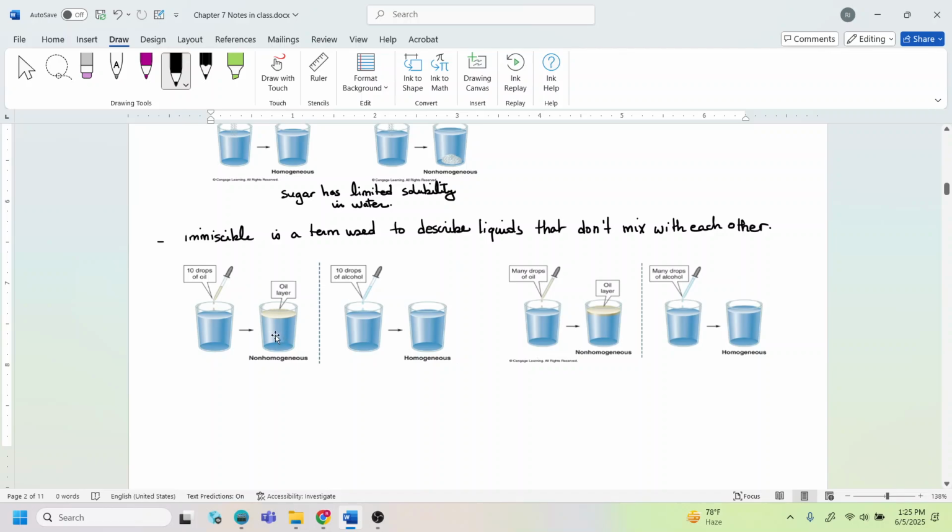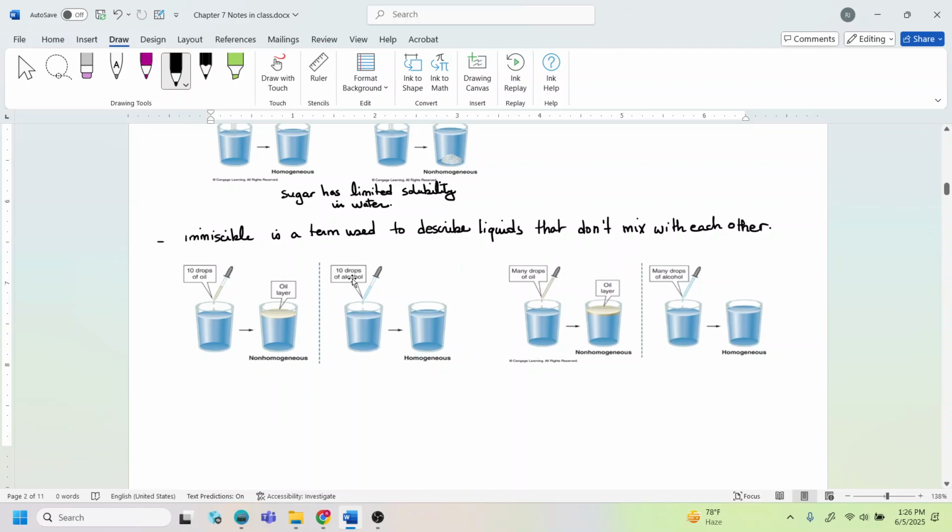Why? Because of its density. We said that oil is lighter than water. So water is denser. Water is going to sink, oil is going to float. They're going to make two separate phases: an organic phase on the top, and an aqueous phase on the bottom. These two phases are going to make a non-homogeneous solution. A homogeneous solution is one phase, like water. So when you have two phases, this is a non-homogeneous solution.